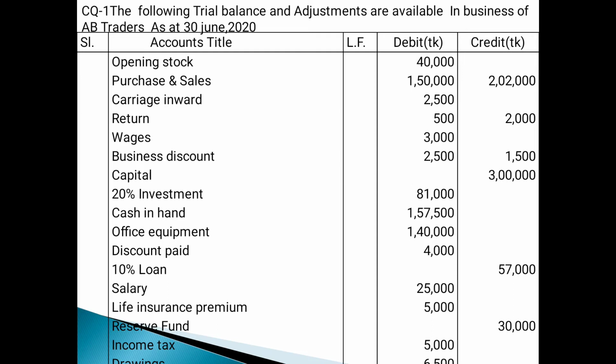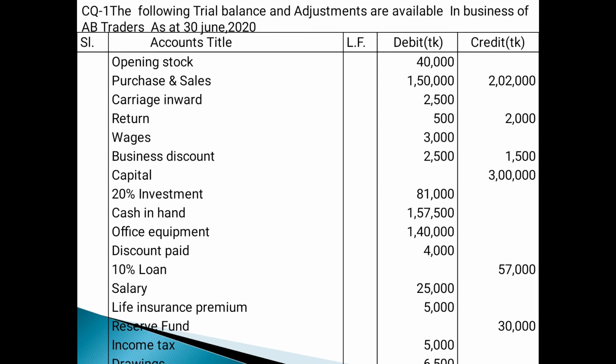What kind of item? First one is opening stock. Opening stock is taka 40,000 in debit. Opening stock is one kind of revenue expenditure. It is the first item of cost of goods sold. So opening stock is written in the cost of goods sold statement.